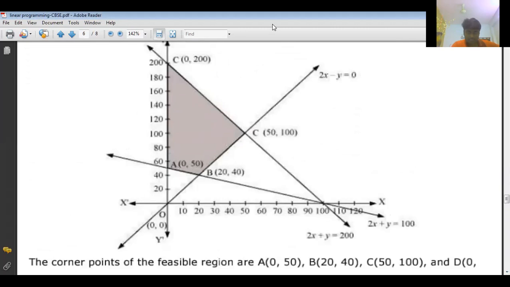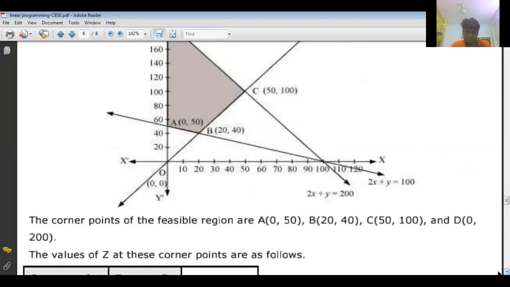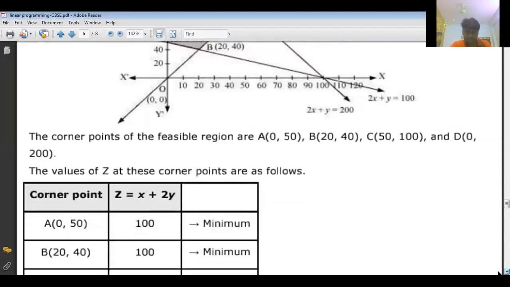The points of intersection we should take properly, as I told you. So this is a point of intersection. This is also one point of intersection. This is also one point of intersection. This is also one point of intersection. Just solve those lines and we can get them. It's very easy. So what are the corner points here? 0 comma 50, 20 comma 40, 50 comma 100, and 0 comma 200. Clear? So at these points only we are going to find the value of the objective function. Just have a look at that.